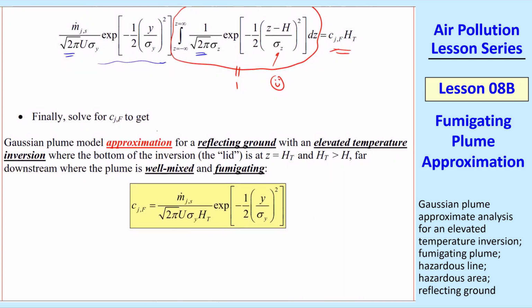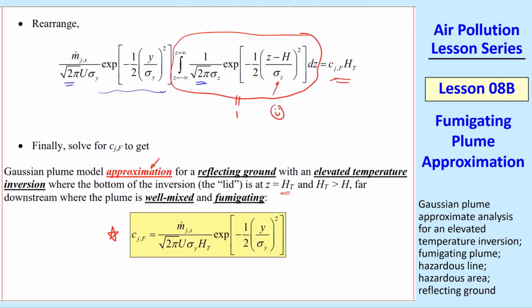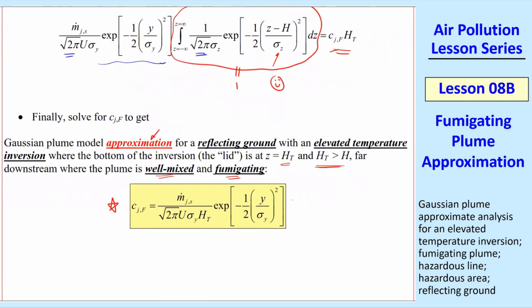This is an approximation now. This is our approximation for a Gaussian plume with reflecting ground, elevated temperature inversion. The only restriction here is that the elevated temperature inversion bottom is at HT. HT has to be bigger than H as we sketched, so that the entire plume is underneath that temperature inversion and it's trapped there. And we made the well-mixed assumption, and it's fumigating, and this is our final equation, nice and simple. And so that's all we have.